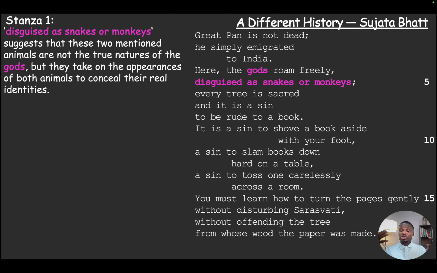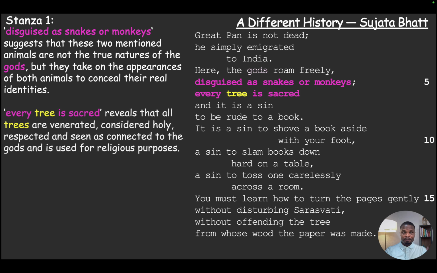So we can also see quite a bit of superstition and power influence as well, to reveal to the reader that the gods can take the form that they like. And the two key or primary forms that they take are snakes or monkeys.